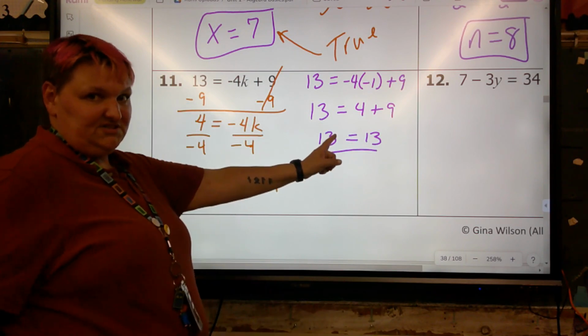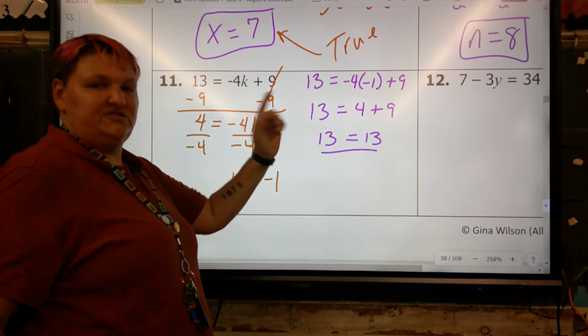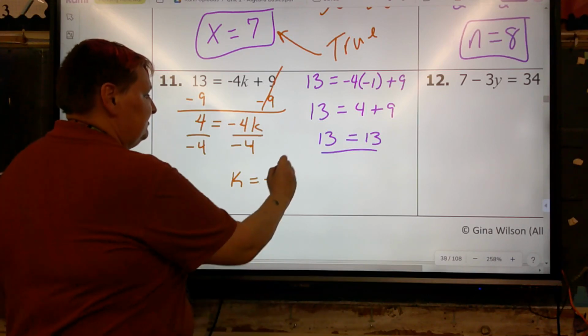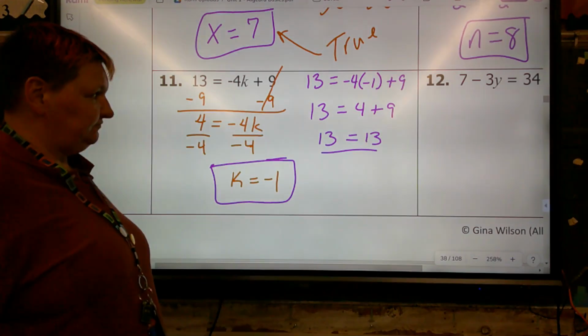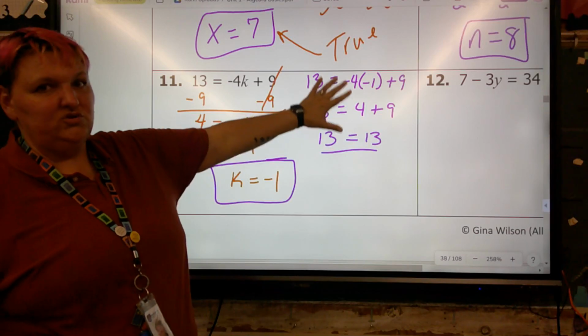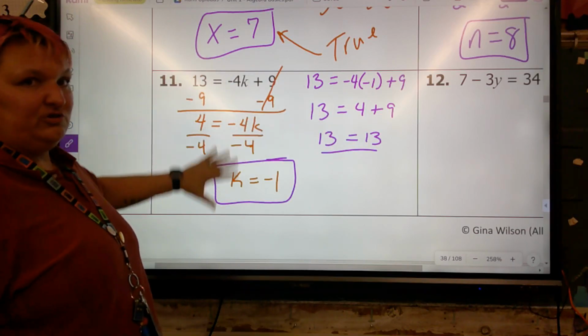This is not the answer. This is you double checking your work so that you know this is the right answer. This is just you checking your work. This is how you get the right answer.